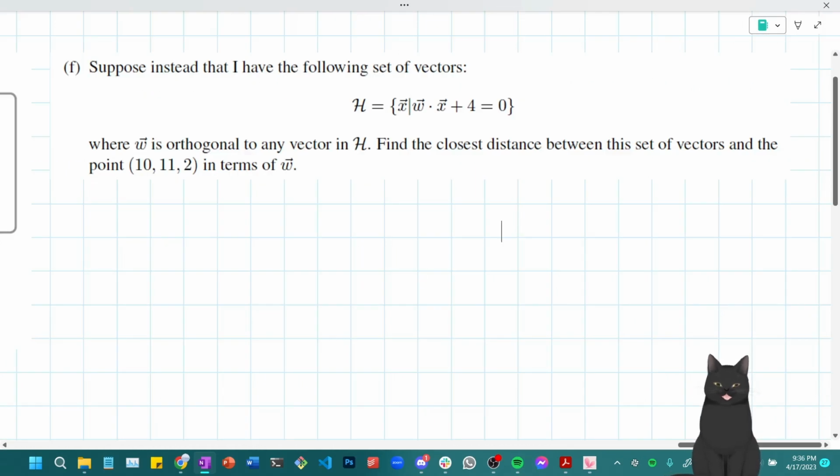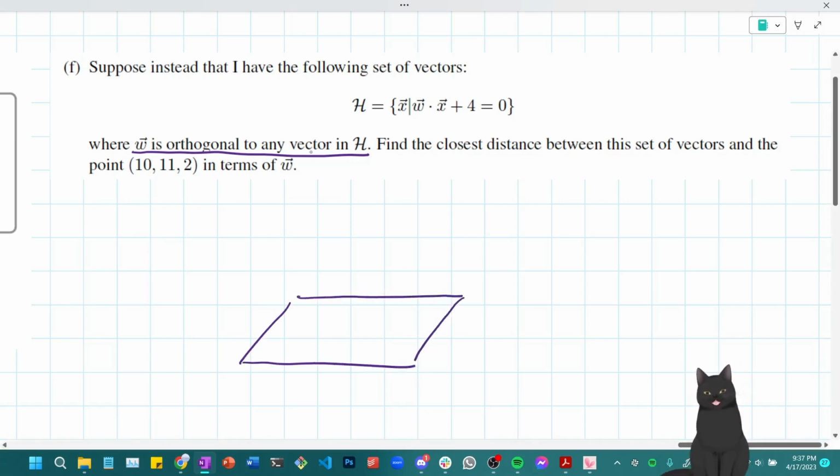So now let's come back to part F, which is re-recorded because of a footage problem. Also, the solution file has a bit of a typo, so it will be a little confusing to reference that at the same time. But in part F, suppose I have the following set of vectors H, which is the set of all x such that w dot x plus 4 is equal to 0. W is orthogonal to any vector in H. Find the closest distance between this set of vectors and the point (10, 11, 2) in terms of W itself.